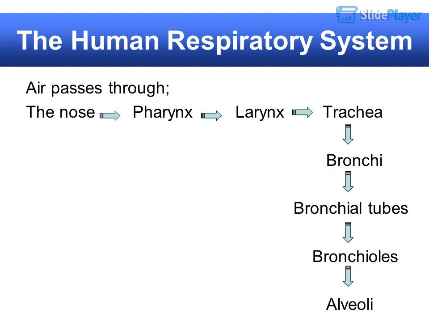The human respiratory system. Air passes through the nose, pharynx, larynx, trachea, bronchi, bronchial tubes, bronchioles, alveoli.